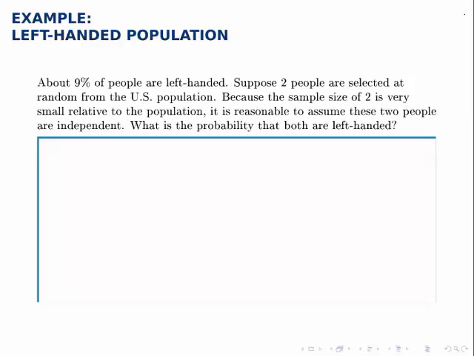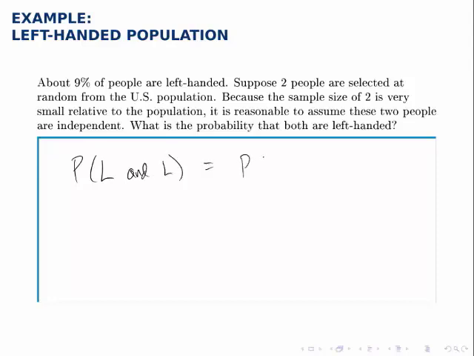About 9% of people are left-handed. Suppose 2 people are selected at random from the US population. Again, because the sample size of 2 is very small relative to this large population, it's reasonable to assume that these 2 people are independent. In other words, it won't change the problem in any significant way by assuming they're independent. What is the probability that both are left-handed? In other words, what's the probability that the first person is left-handed and that the second person is left-handed?